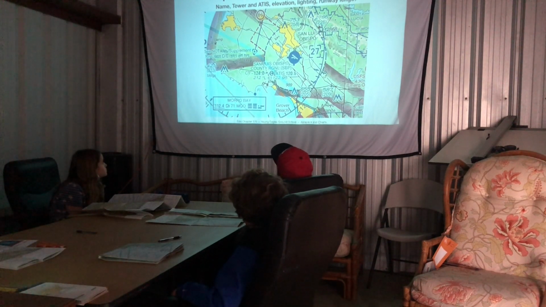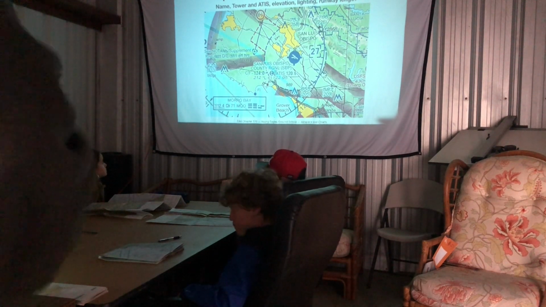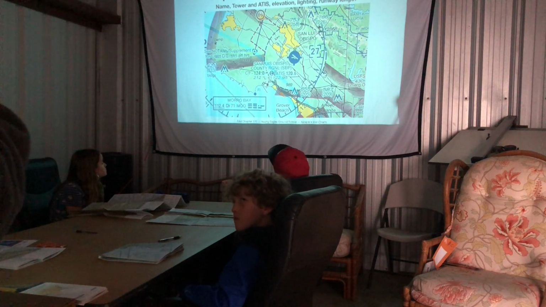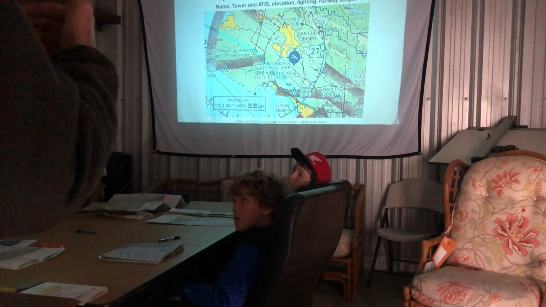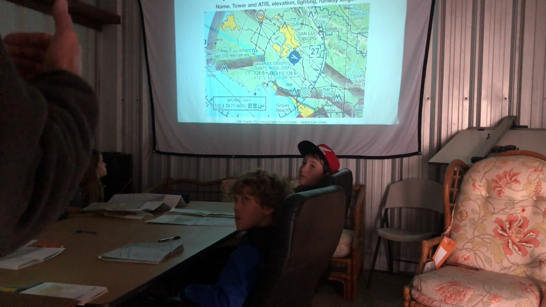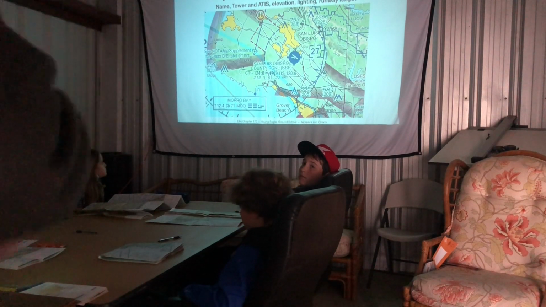And then the star L means there's pilot controlled lighting. So if we're coming in here at night and the tower's closed and we want the lights on, we just tap our push to talk 5 times and the lights go as bright as they go. And then 3 times they go down lower.